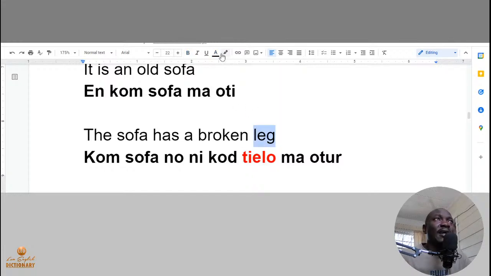Tielo is a leg. And the sofa has a broken leg is kom sofa no ni kod tielo ma otur.